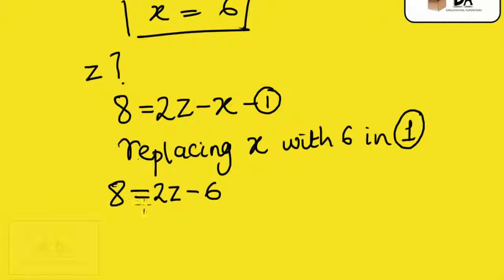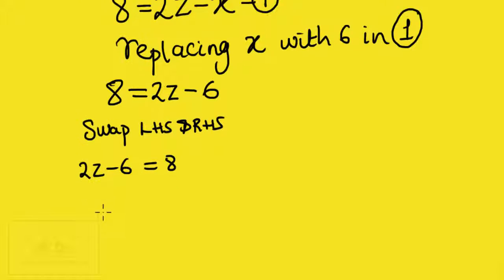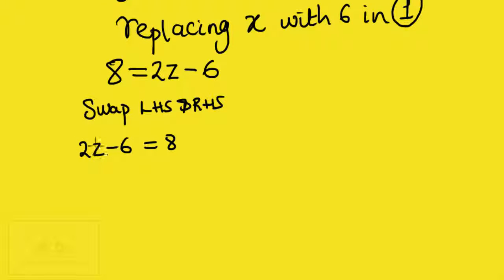So in order to make z the subject of the formula, we need to take z to the left hand side. So let's swap the left hand side and right hand side. And this gives 2z minus 6 equals 8. So let's get rid of this minus 6 so that we can just have the term involving z. Adding 6 to both sides gives 2z equals 14. Finally, dividing through by 2 gives z equals 7.